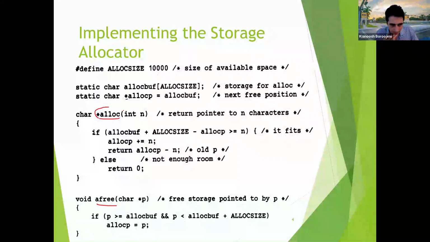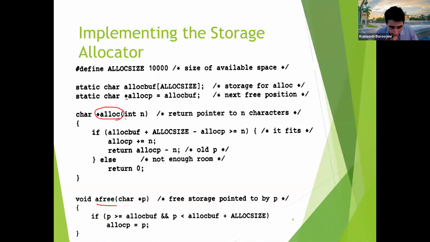How do you implement alloc? Alloc is a function that gets the number of bytes that you want to allocate, and it returns a pointer to the allocated block with the type char star. Why do we use char star? Because char is a data type with 1 byte, and we are going to basically allocate blocks of a number of bytes. So the book decided to use char star as the return value. It doesn't really matter what the return value is in this example.